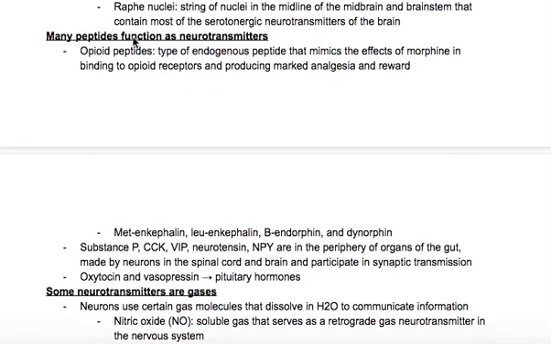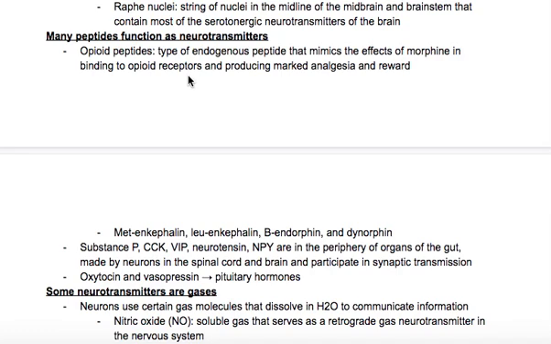The next section is that many peptides function as neurotransmitters. The first one that is discussed is opioid peptides, which are a type of endogenous peptide that mimics the effects of morphine by binding to opioid receptors and producing marked analgesia and reward, analgesia being pain relief. The main ones are the enkephalins, endorphin, and dynorphin.